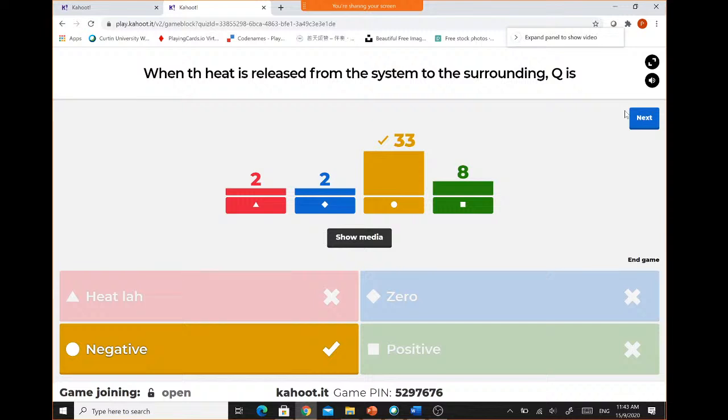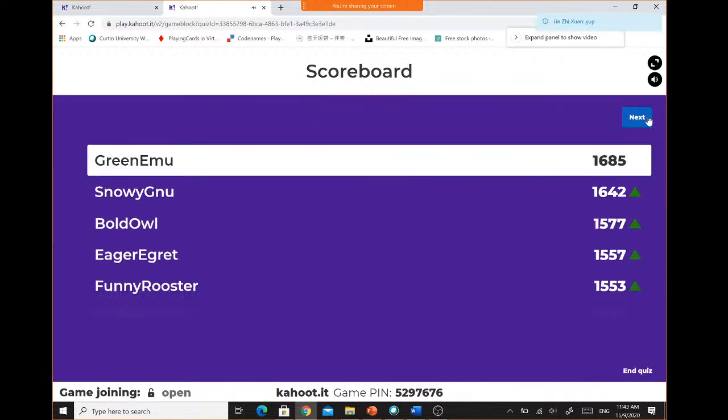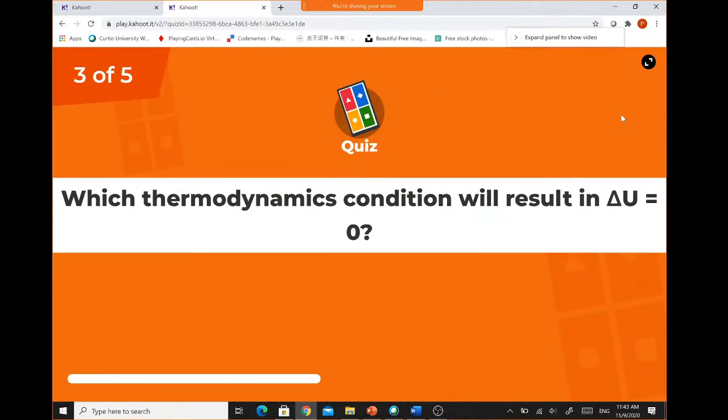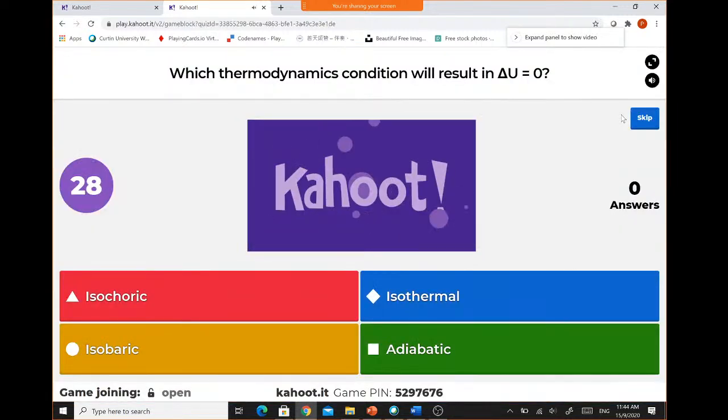Did you manage to answer this time? Okay. So I will read the question now in case it doesn't show up on the screen. Question 3, which thermodynamic condition will result in delta U equals 0? Red color, isothermal, yellow color, isobaric, green color, reactive.